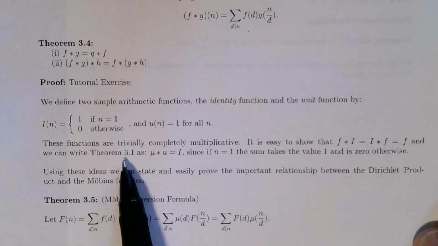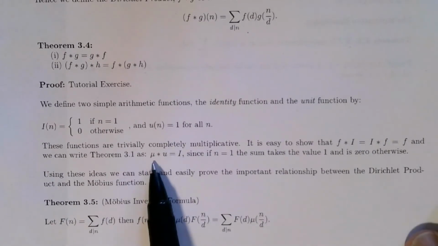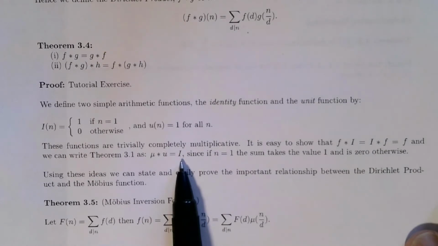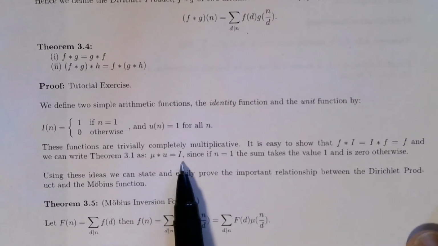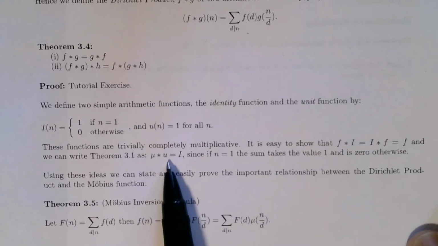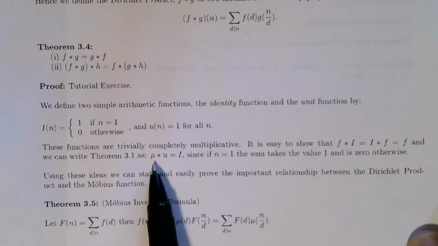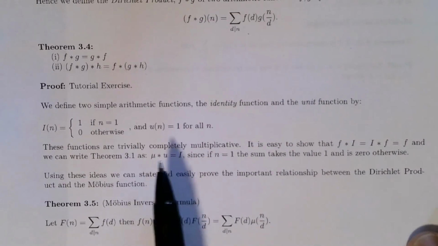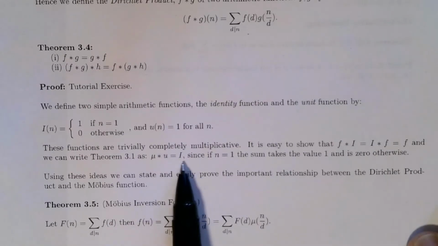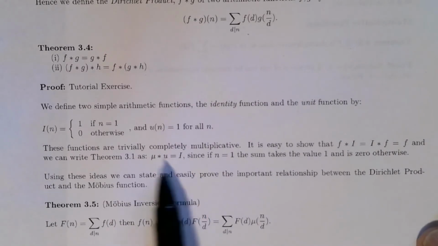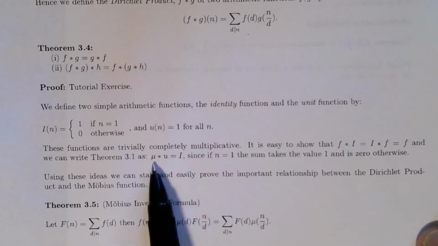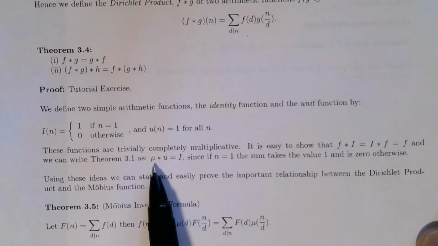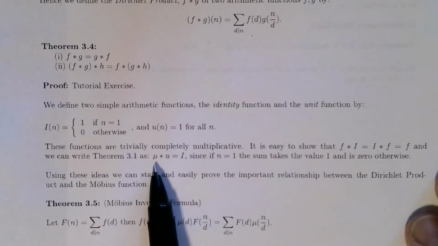Moreover, we can write theorem 3.1 now as mu star u, the unit function, equals the identity function. And that's simply because u is just 1, so this is simply saying that the sum of mu over the divisors, remember, was 1 if n is 1 and 0 otherwise, so it's just the identity function. Now again, if we're thinking algebraically, this is telling me that these functions are inverses of each other, and indeed the inverse in the group theoretic sense of mu is going to be u, and u inverse is going to be mu.